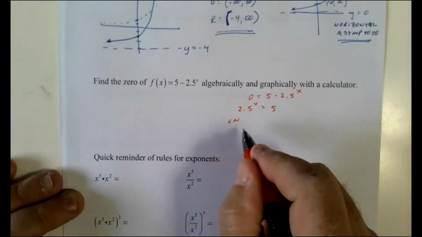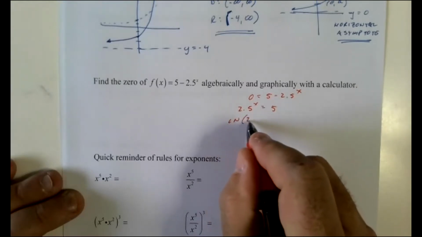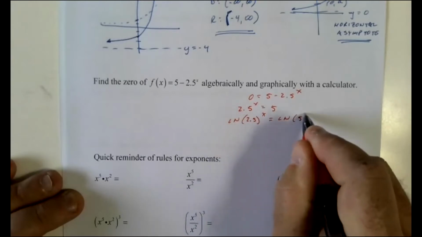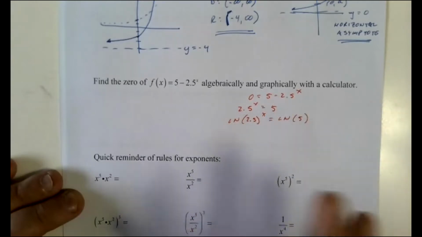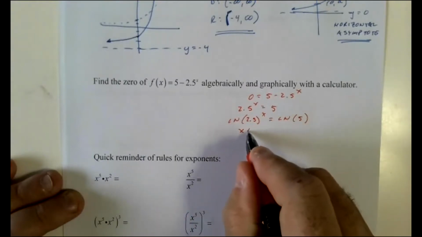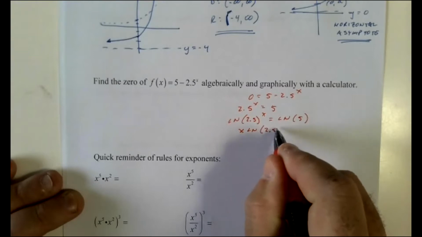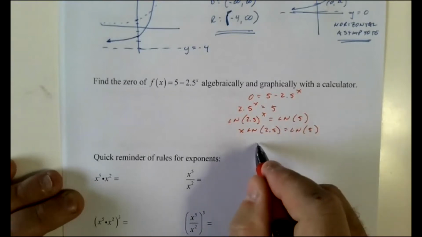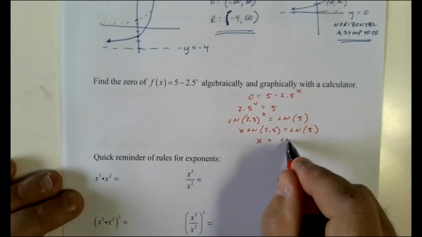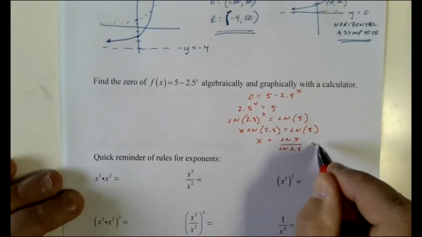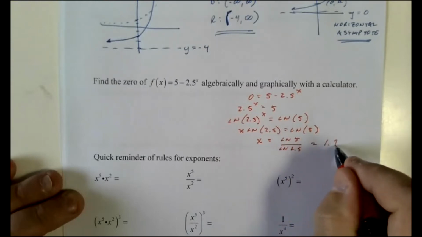Natural log of both sides. Why do we natural log it? We could log it anything, but we'll natural log it because now we can bring the x down. This is the kind of thing I will be doing on the fly. You have got to be good at it. And that's about 1.7.